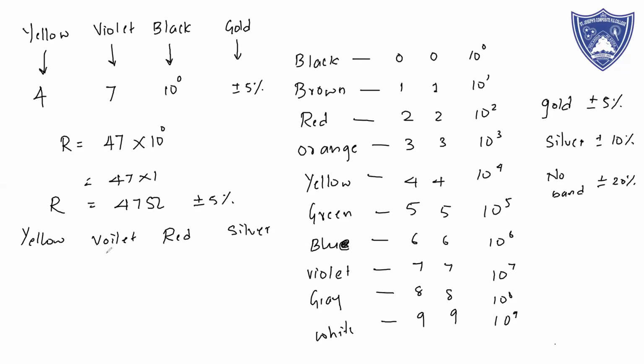Value of yellow is 4. So this becomes 4. Violet is 7. What is the multiplier for red? 10 raised to 2. Silver is plus or minus 10%.